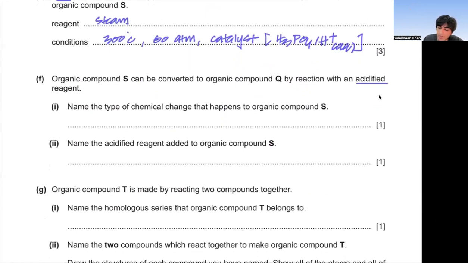But since he's already said it's acidified, I'll just name it as potassium manganate 7. You have to write the complete name. It's potassium manganate 7, not just potassium manganate.